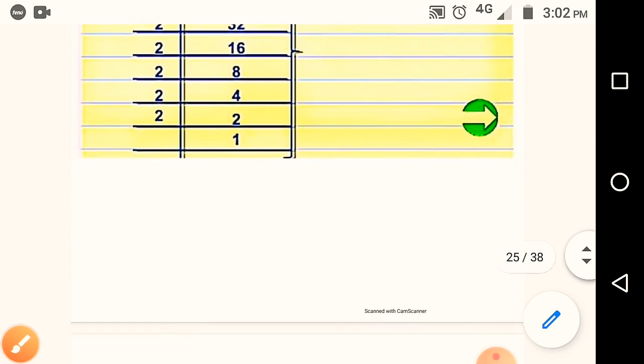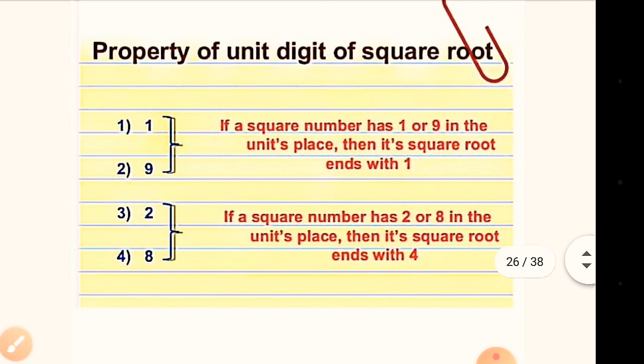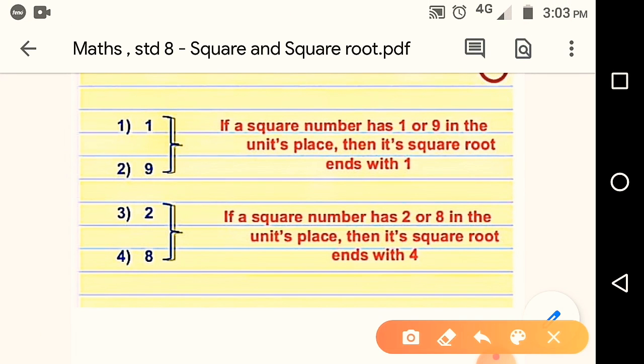Now the next topic is property of unit digit of a square root. We have seen property of square numbers. Now we will see square roots. Almost the property is the same. If a square number has 1 or 9 in the units place, means last digit, then the square root also has 1 at the last place, means units place, or it ends with 1. If a square number has 2 or 8 in the units place, then the square root will end with 4.